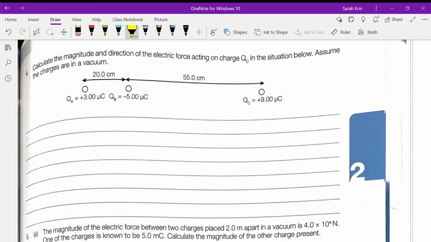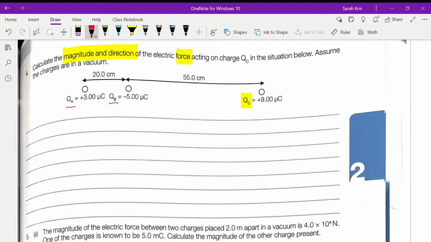Alright, calculate the magnitude and direction of the electric force acting on QC. So QC is the one over here. Assume the charges are in vacuum. Basically, what you have to do is figure out two different forces. As you know, QC will be affected by QB as well as QA, and then you're going to have to either add them or subtract them depending on which direction it's going to.